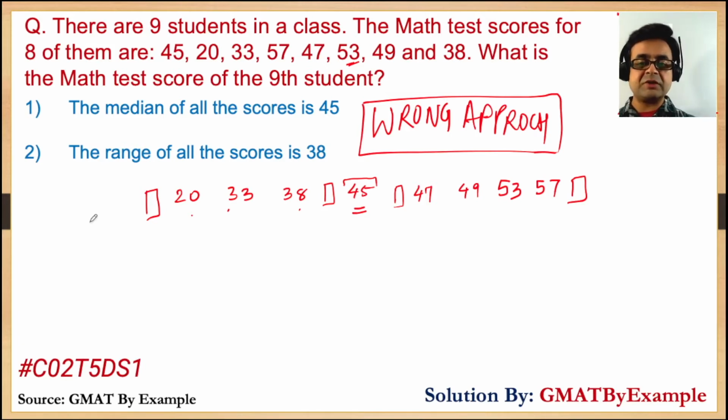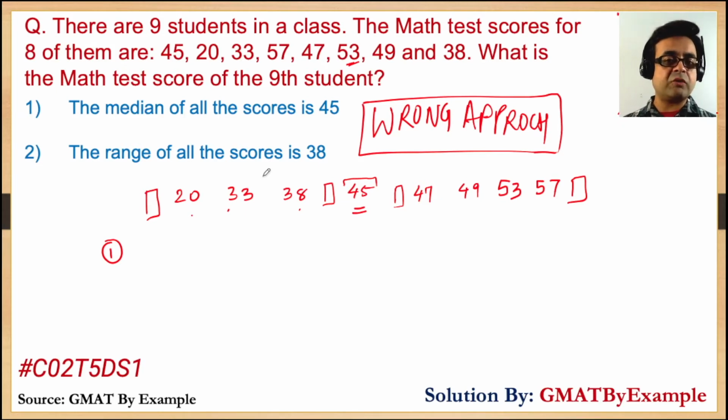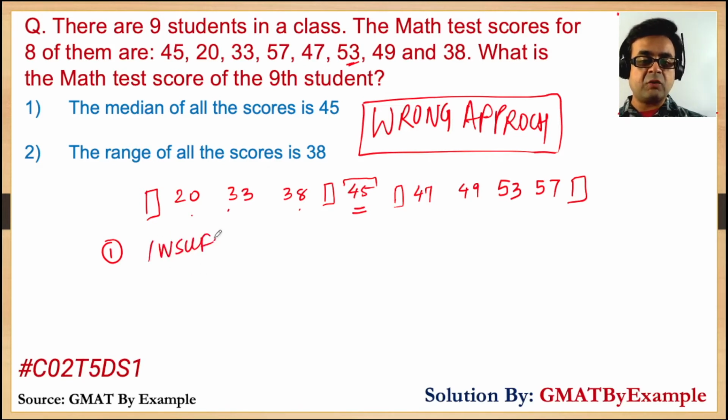So when we start with statement 1, where 45 is the median, we know that the 9th score has to lie somewhere below 45, but we don't know where. It could be between 38 and 45. It could be all the way back. So this is clearly insufficient to answer the question. However, we will keep in mind that if we come back to combining 1 and 2, 45 has to be the 5th value in the set.